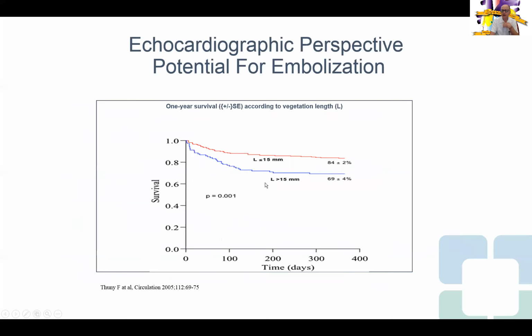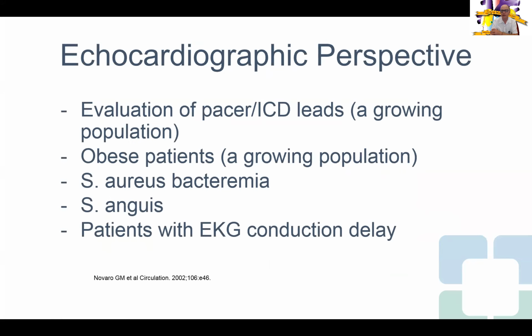Again, if you use a different cutoff for this study, they used 15 millimeters versus 10 millimeters in the prior study I showed you. And you can see here that survival is even affected. So just the size of the vegetation can impact your survival, where patients with more than 15 millimeter size vegetation had a much worse prognosis than patients with under 15 millimeter size vegetation.